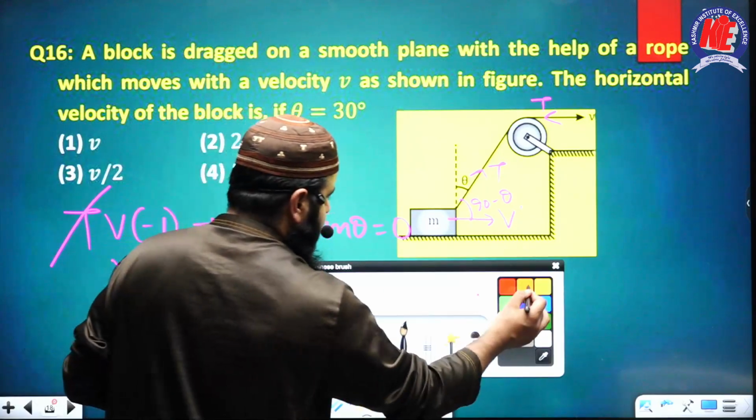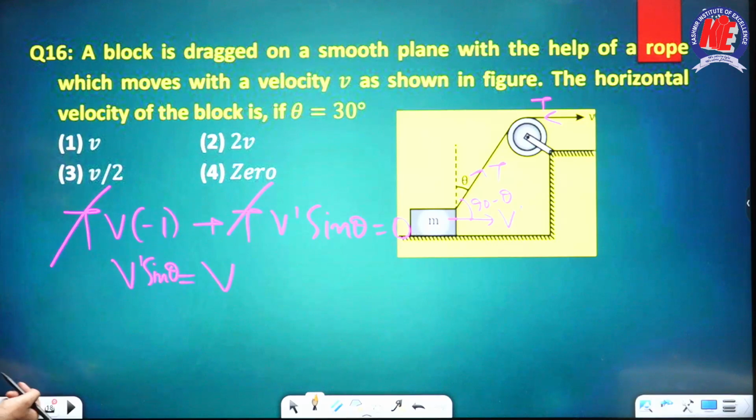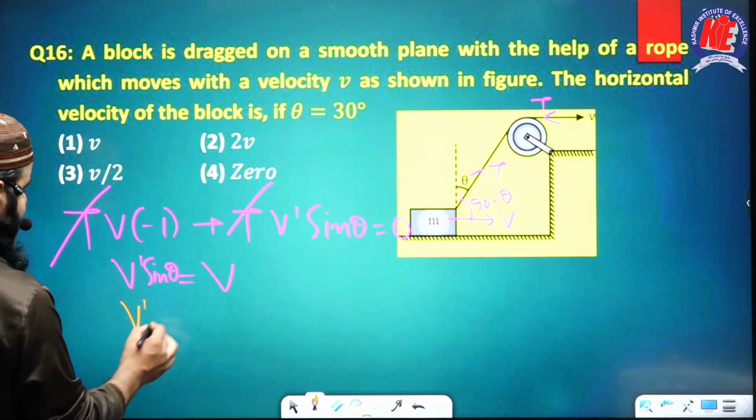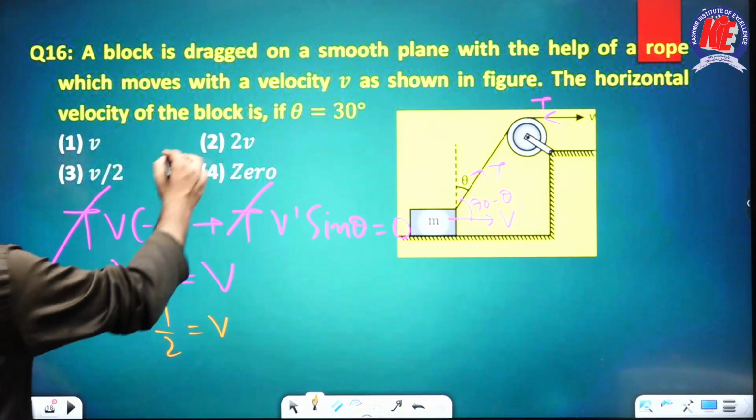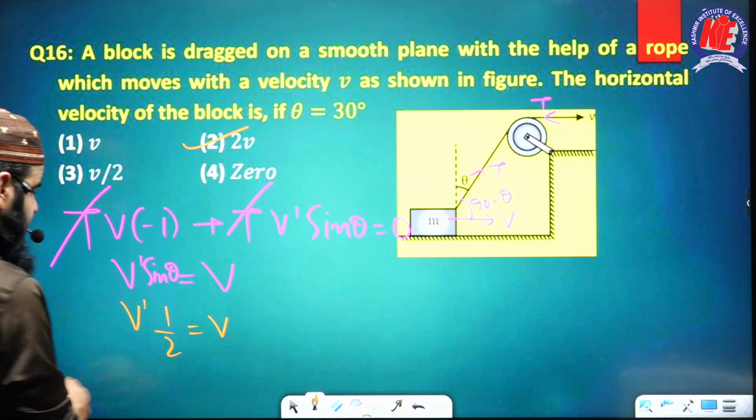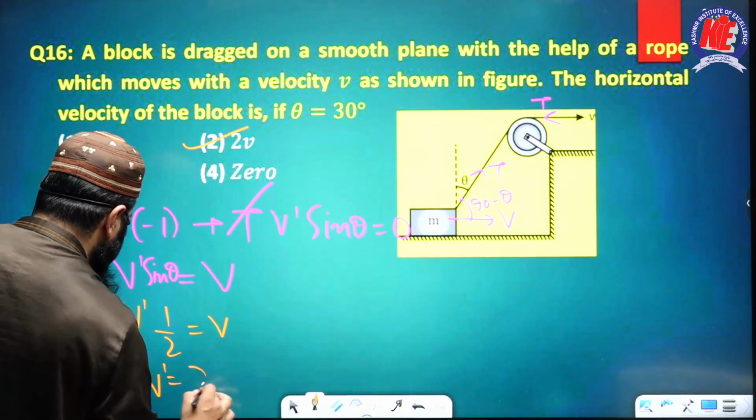अब यहां पे आओ बेटा, you want to hit the final answer. v dash, the angle is given as 30, तो यह sin 30 is 1 upon 2 is equal to v, या v dash will be equal to 2 times v. 2 times v is going to be the answer. So v dash will be equal to 2 times v.